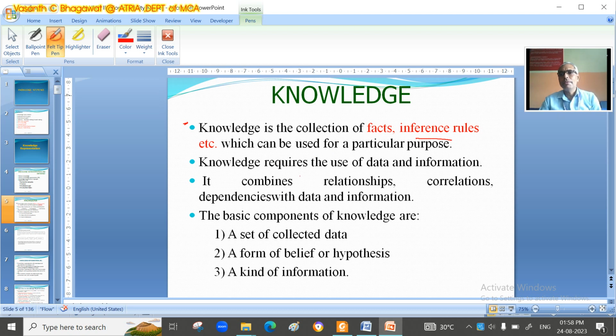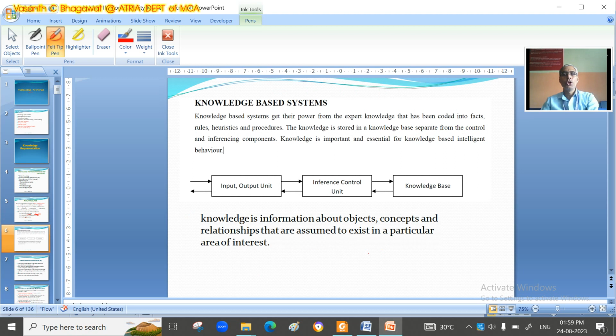When we discuss knowledge, we know that it has various features. Some of the very important features we have already discussed: it is very vast, very complicated, it keeps on changing, etc. The basic component of knowledge is some set of collected data, that means we have certain facts. All these facts we are going to call knowledge. It is a form of belief or certain hypothesis. Sometimes we may talk about a hypothesis, so we say a fact, and that particular fact can have separate values, which we will talk about later.